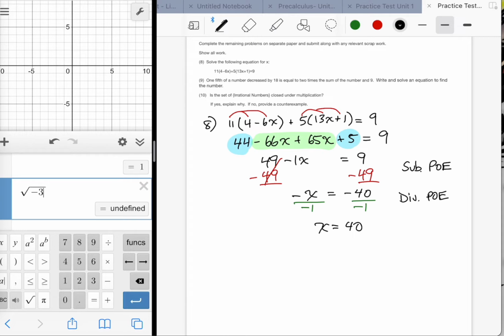Number 9, 1/5 of a number decreased by 18 is equal to 2 times the sum of the number and 9. Write and solve an equation to find the number. All right, it's a word problem. As lame as it seems, we need a let statement. And as lamer as it seems, that let statement is let x equal a number.